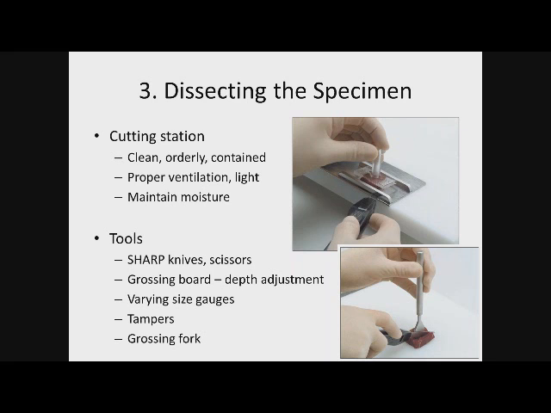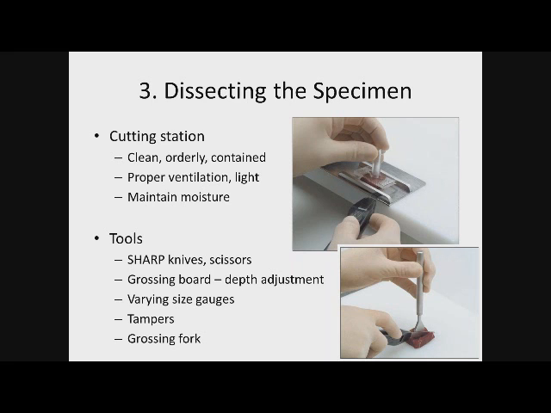Some of the tools available include, of course, sharp knives and scissors, but also there are some specialty tools that are designed specifically for the gross room. The grossing board should have a depth adjustment, and that can also be problematic because occasionally tissues can be trapped underneath the gross board, and then we have the potential for tissue carryover.